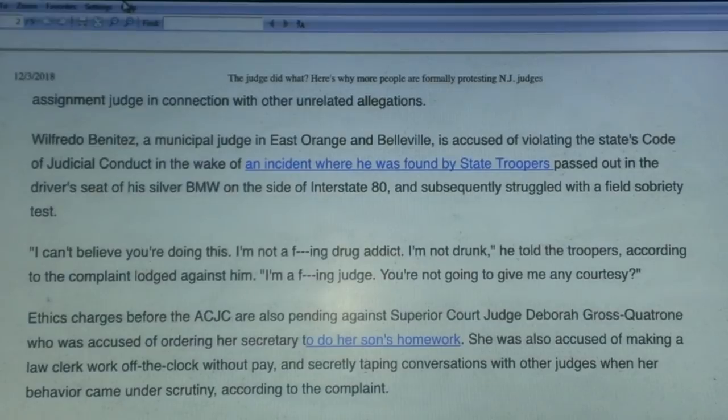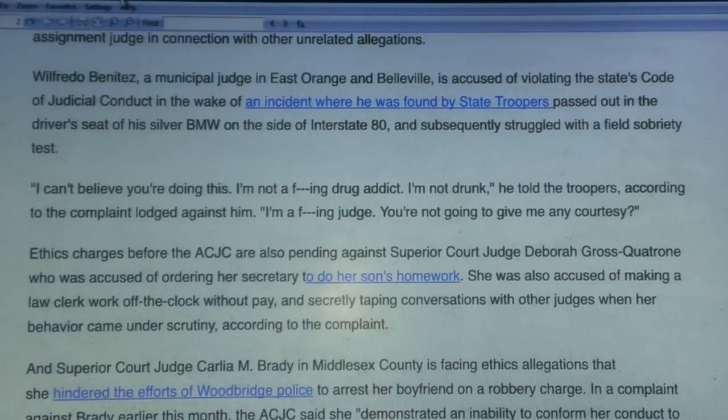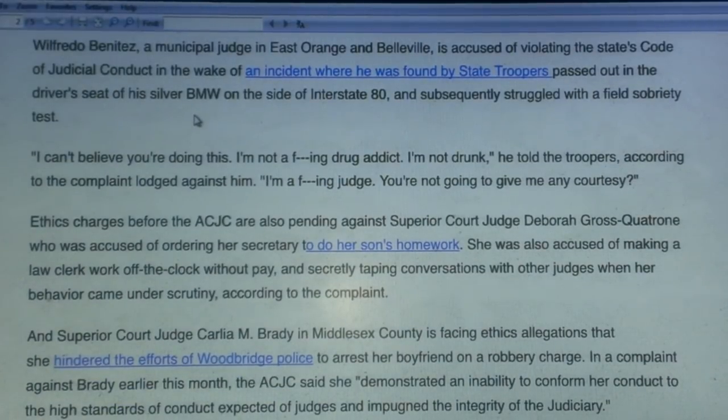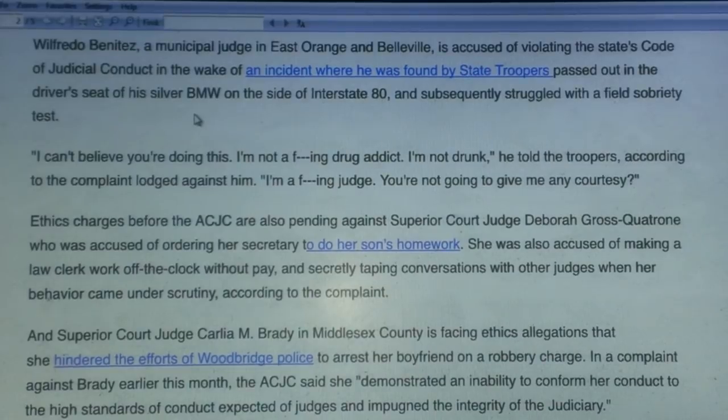So it goes on to say ethics charges before the ACJC are also pending against Superior Court Judge Deborah Gross Quatron, who was accused of ordering her secretary to do her son's homework. Family, do you hear me? Do you hear this? A Superior Court judge, Deborah, we're exposing you, who was accused of ordering your secretary to do your son's homework. Wow. Is it that bad? Is it that serious? You got to order, thinking you got that much authority.